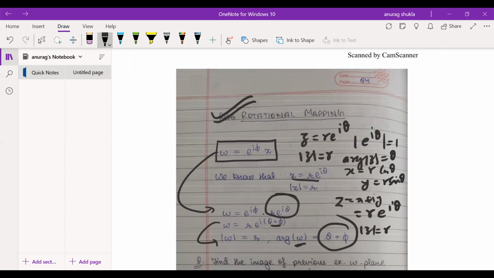So what is going to be changed here? The argument is going to be changed. The magnitude is not going to change, the magnitude is the same, R. The argument earlier was theta, but now the argument is theta plus phi. Phi is the rotation here.